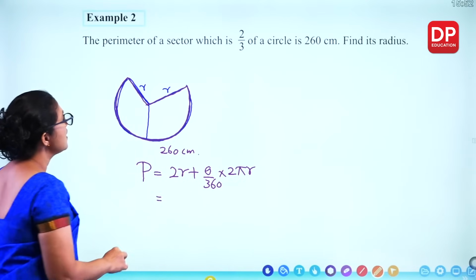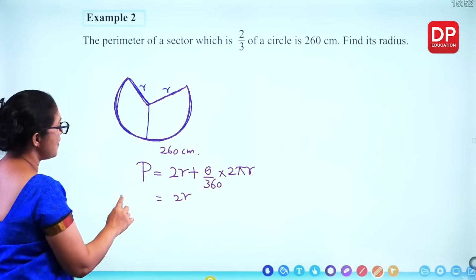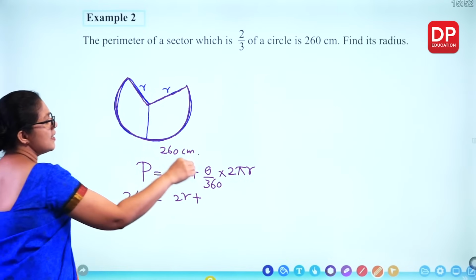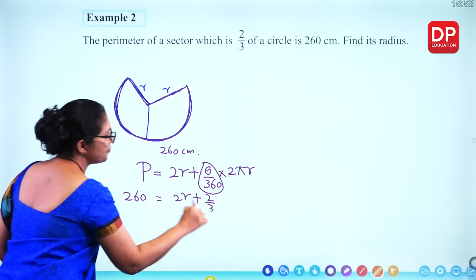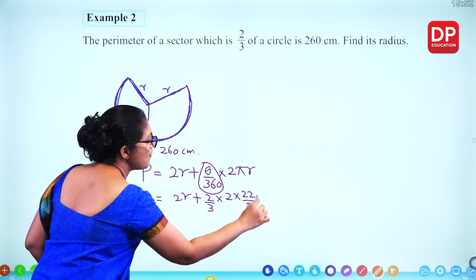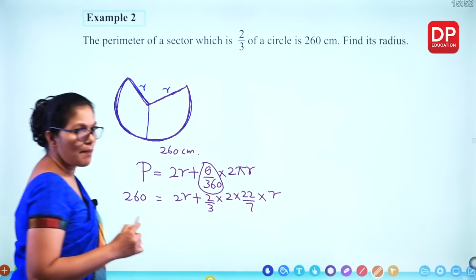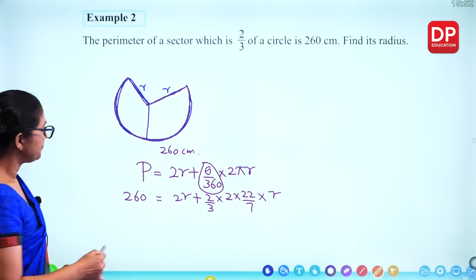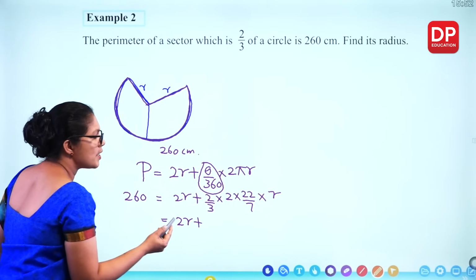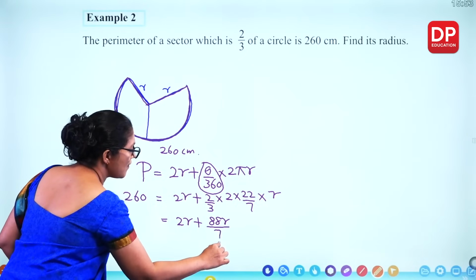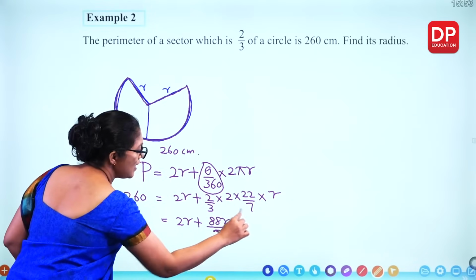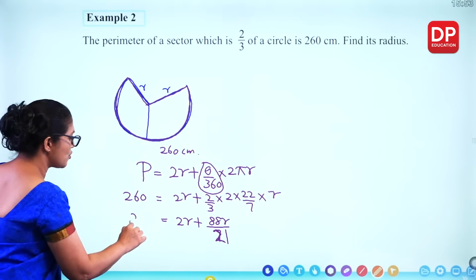Now I can substitute the values. R we don't know. Perimeter is given 260 and angle, what is angle? 2/3. This whole part is given as 2/3. You don't need the angle, just the fraction is given, 2/3. 2 pi value is 22 over 7 and what's the radius? You can use the same r value. Now try to simplify. You can write 2r plus 2 times 2, 4. 4 times 22, 88 r over 7. And then 3 is also there. So 7 times 3, I can write 21, is equal to 260.